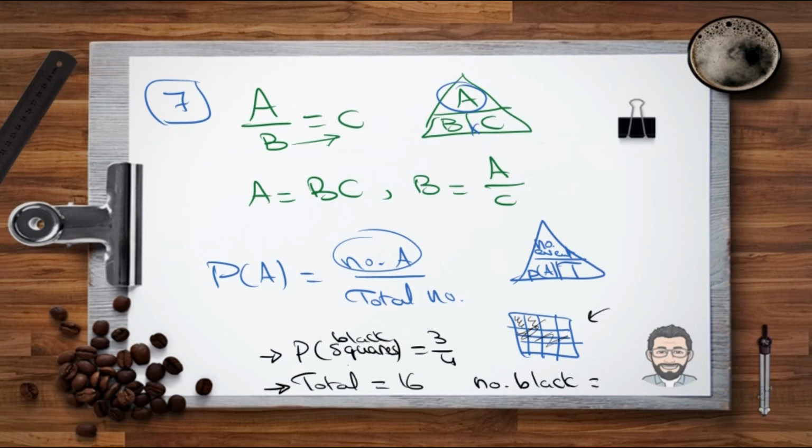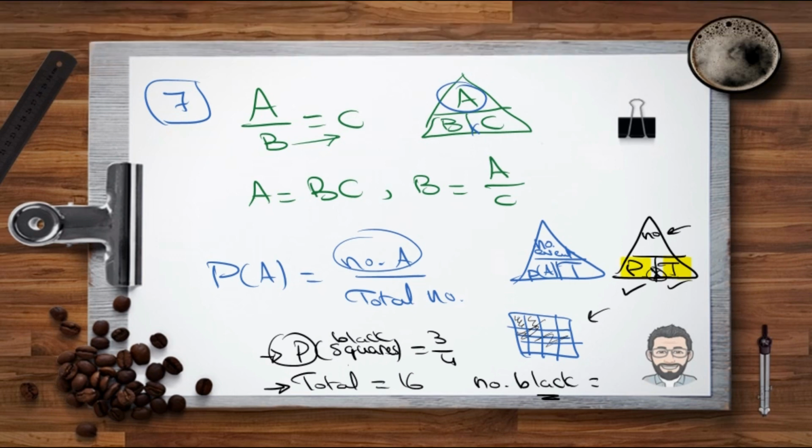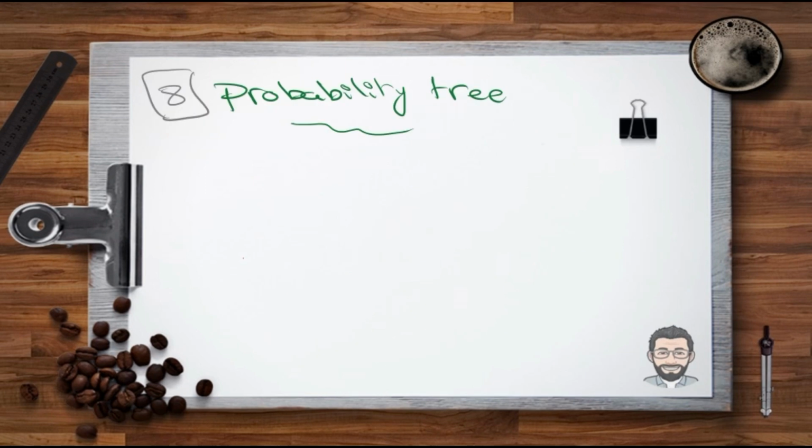Can you find the number of black squares? Yes, I'm going to use this one. I give you the probability and I give you the total number. Can you find the number of events which you have? Yes, just multiply these together, because you want to find the number of the event or the outcomes. So we multiply 3 quarters by 16 equals 12. 12 black squares.